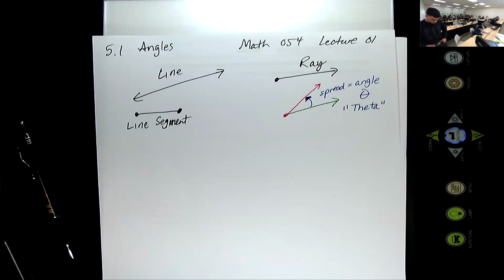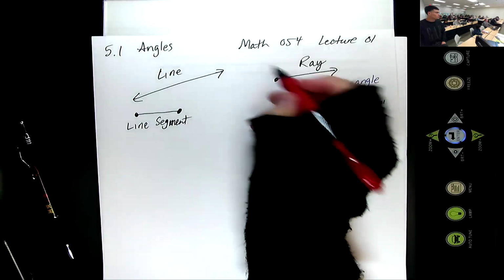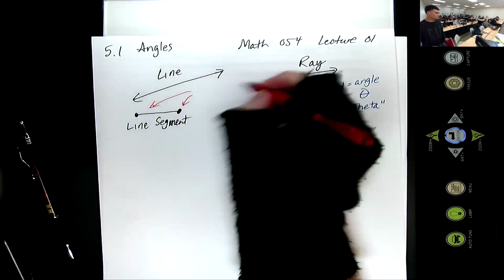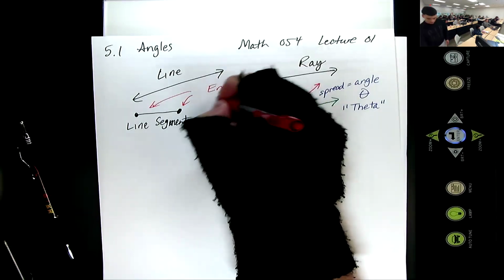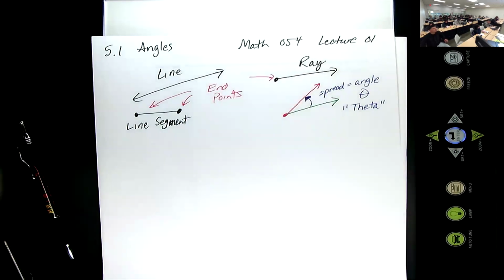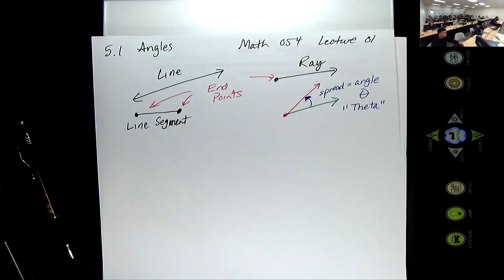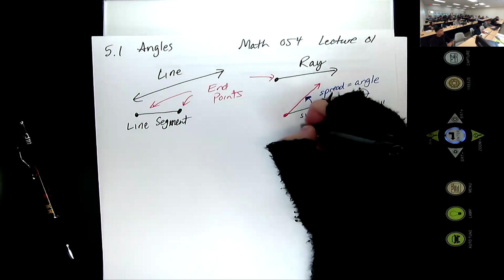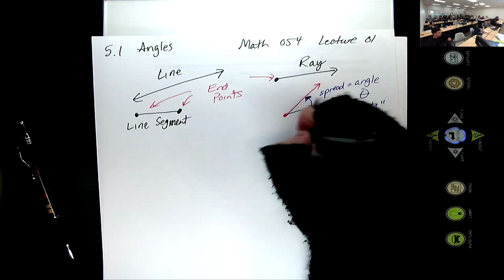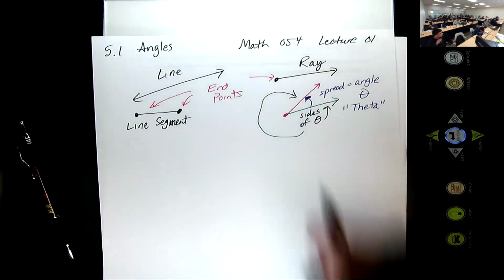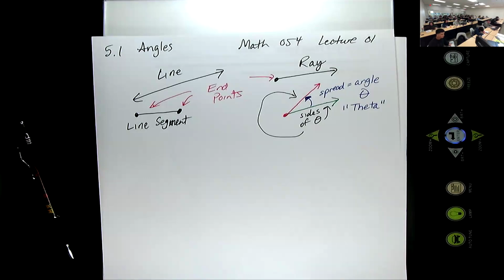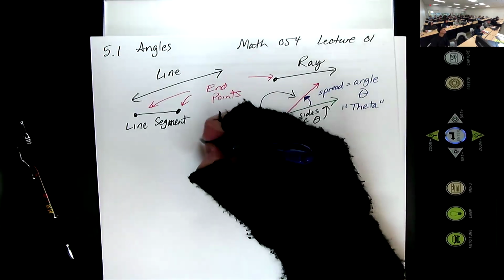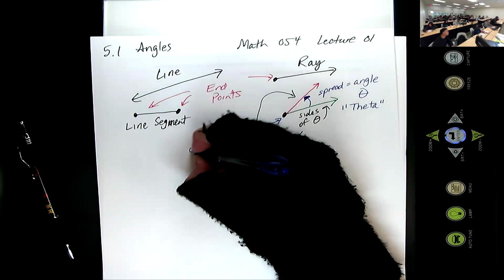Where rays have a point at the end of the line, or line segments have a point at both ends of the line, all three of these things are called endpoints. Then when we have the angle, these are called the sides of an angle. The sides of theta are that side and that side. And where the two rays meet, we call the vertex of the angle.